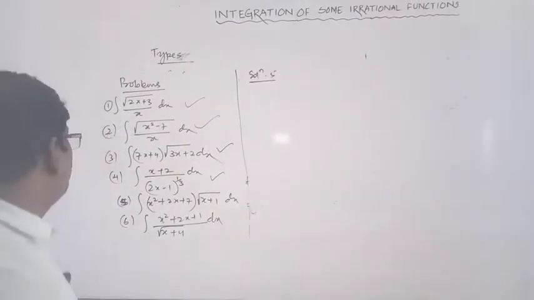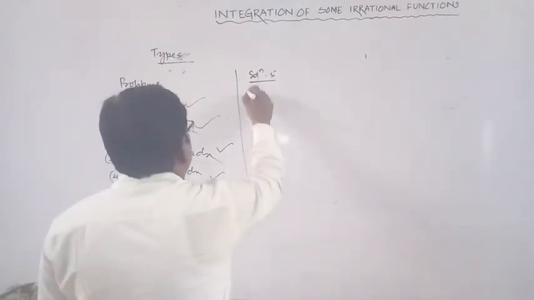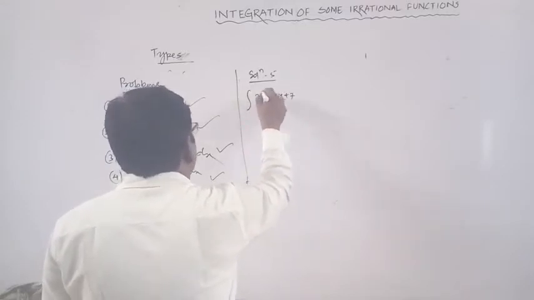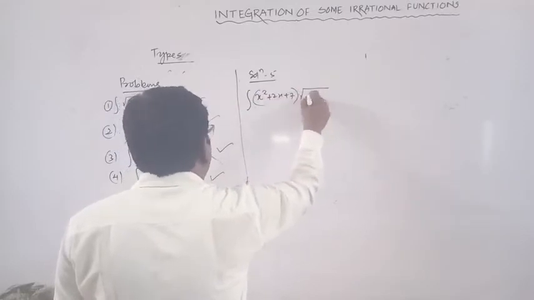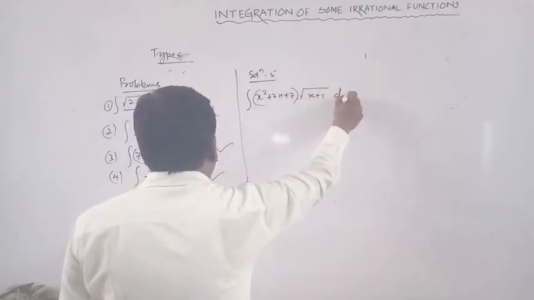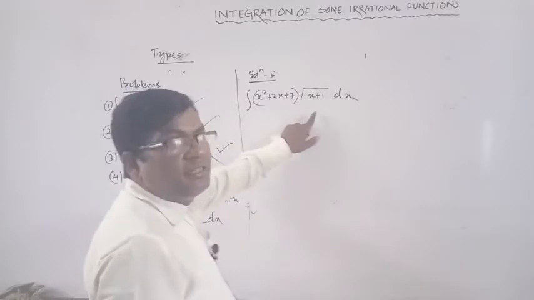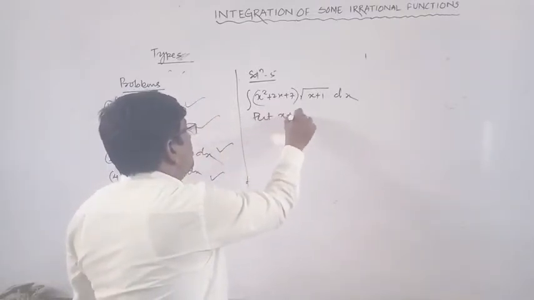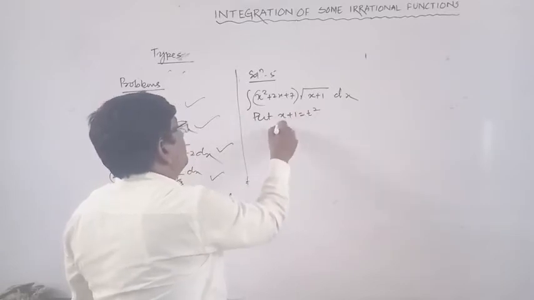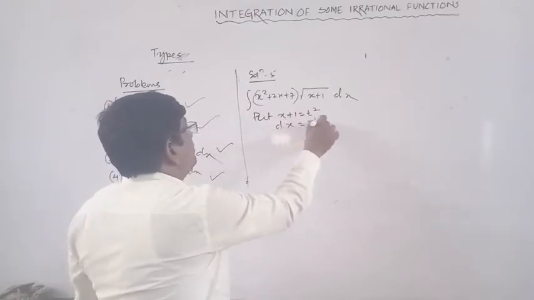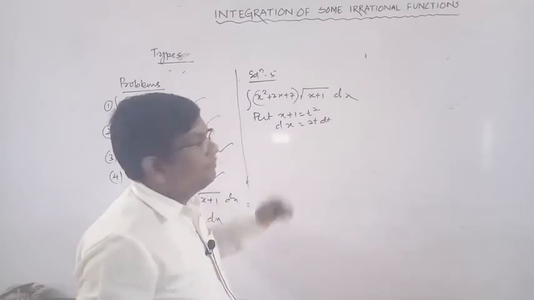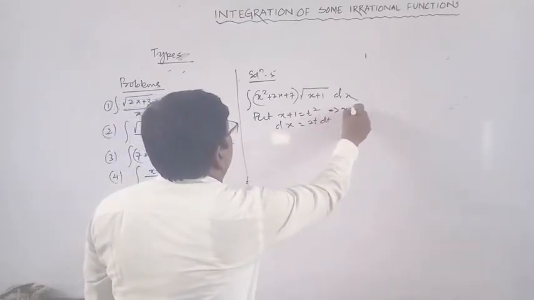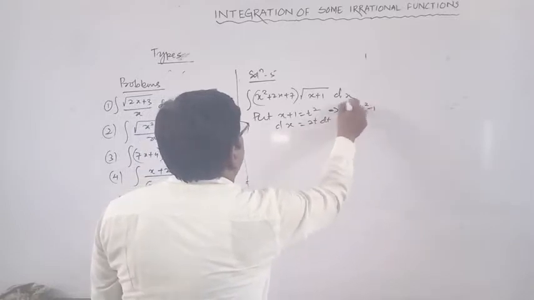Now solution of question number 5. Integration of (x² + 2x + 7) into square root of (x + 1) dx. The square root contains x + 1, so put x + 1 = t². Then dx = 2t dt. So x = t² − 1.